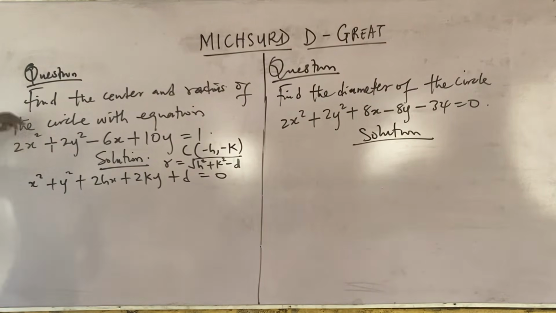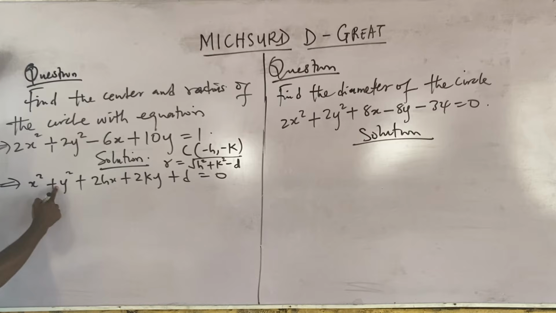So now, in this case, if we compare this equation with this one here, you see that the coefficients here are 1 for x squared and y squared, but the coefficients here are what? Are 2.